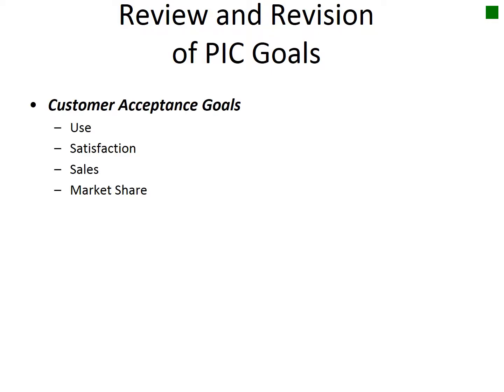So reviewing some of these goals that we've talked about earlier for the product innovation charter and thinking about how we can support those, we have market issues where we want to make sure that the product that we're developing and creating is a market success. So the product has to have use in the marketplace.